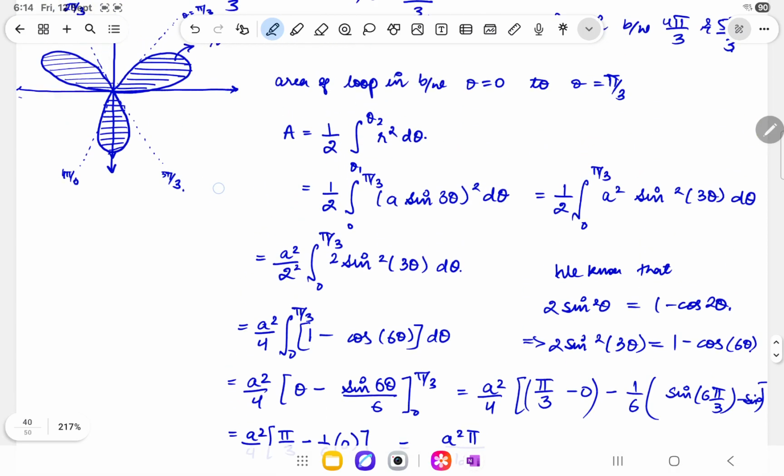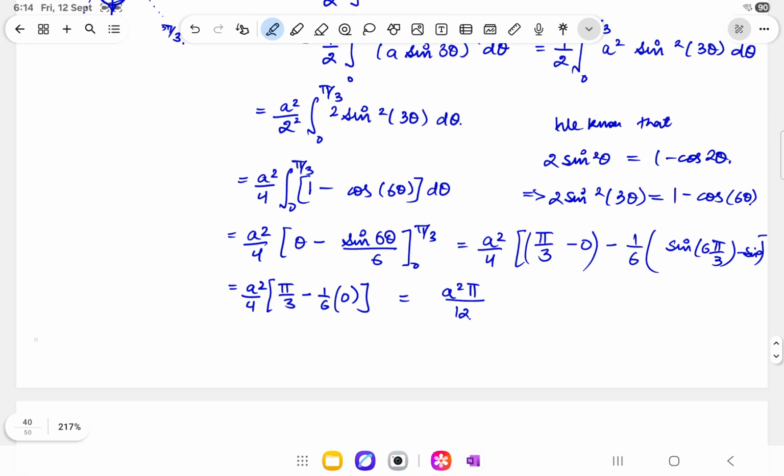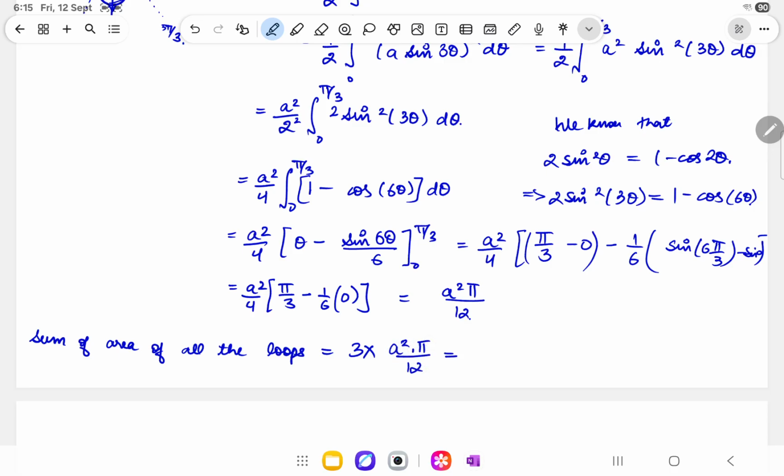But we know that these three loops are same in area, so we can just multiply by 3 to find the sum of area of loop. So sum of area of all the loops is equals to 3 into area of first loop, that is a square into pi by 12. So we got the required area as a square pi by 4. So this is the first part of the question.